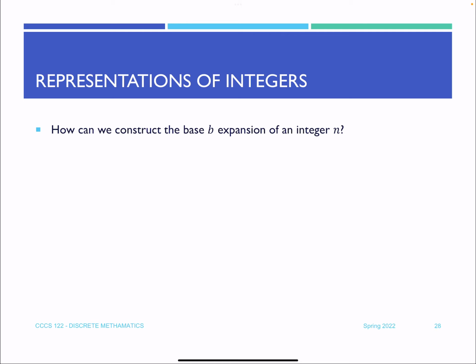Now, what about the reverse? Let's say you have an integer n. How do you write that integer n in base b format, whatever the value of b is, 2, 8, 16? The first thing to do is you divide n by b. You get a quotient and a remainder.